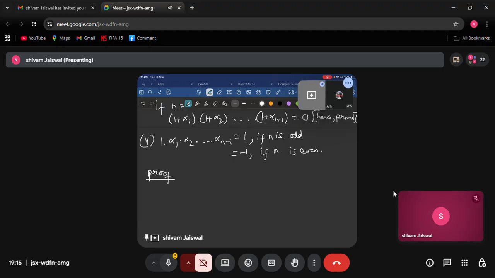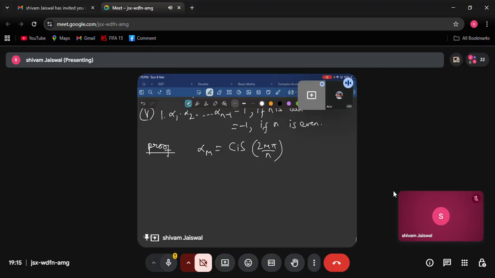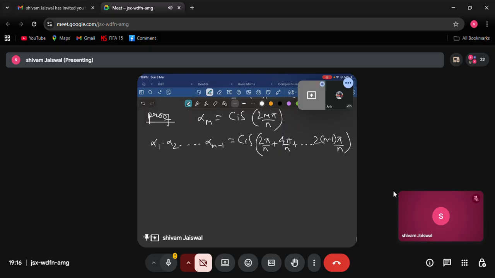So everyone, alpha m means the mth root. Alpha m will be equal to cis 2m pi by n. Sorry, 2m pi by n. Okay, so alpha 1 into alpha 2 dot dot dot up to alpha n minus 1 will be equal to cis. Within brackets we need to add 2 pi by n plus 4 pi by n plus dot dot dot 2 into n minus 1 whole pi by n.